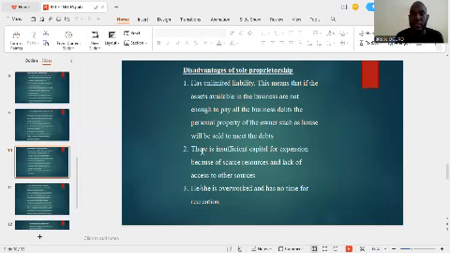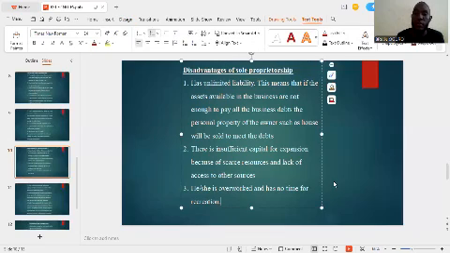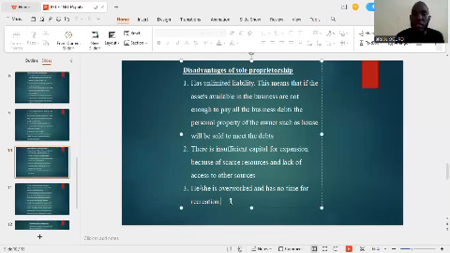The second disadvantage is that there is insufficient capital for expansion because of scarce resources and lack of access to other sources. The third disadvantage is that he or she, the owner, is overworked and has no time for recreation. Since you are the person who is managing and owning and also doing all the activities of this business, you leave little time for recreation.